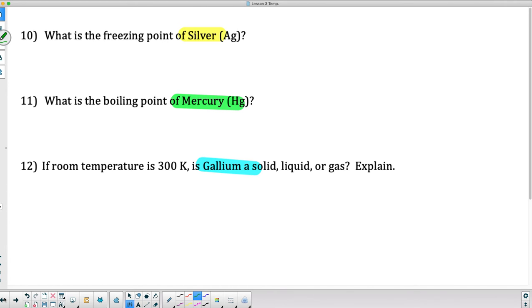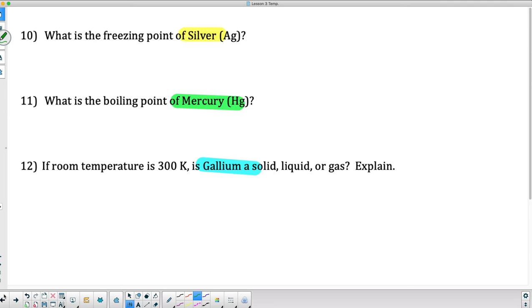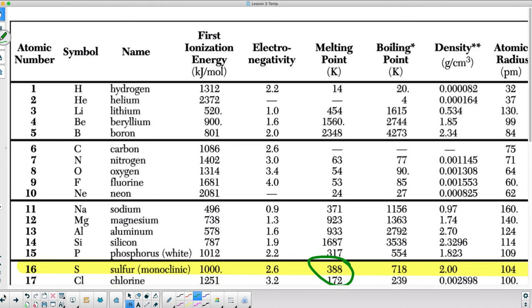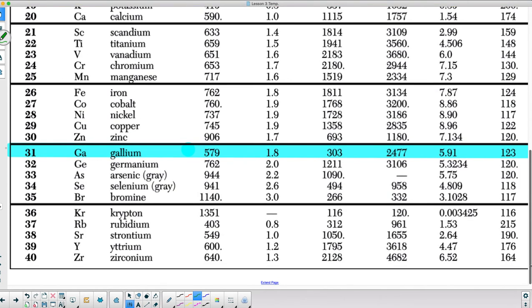Is the temperature of gallium a solid, liquid, or gas, and explain. So let's take a quick look at this. So gallium down here is right here. Now this is the melting point. That's what this is, melting point. This is the boiling point. Now here's how you read this. If you have a temperature that is less than the melting point, then you have a solid. If you have a temperature that's higher than the boiling point, then you have a gas. If you have something that's in between the melting point and the boiling point, then what you have is a liquid.